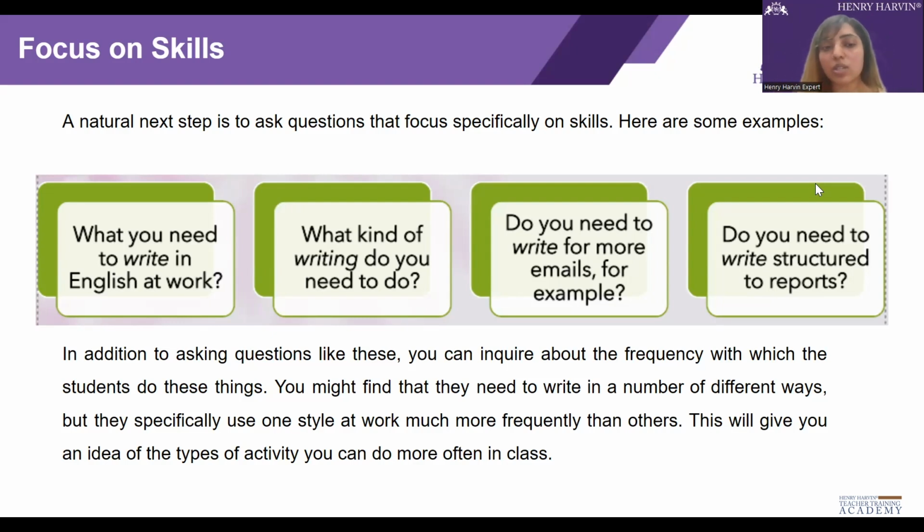I'm really sorry. In addition to asking questions like these, you can inquire about the frequency with which the students do these things. How many emails are you writing in a day? You might find that they need to write in a number of different ways. Probably they're writing emails to their colleagues, bosses, they're creating reports as well.